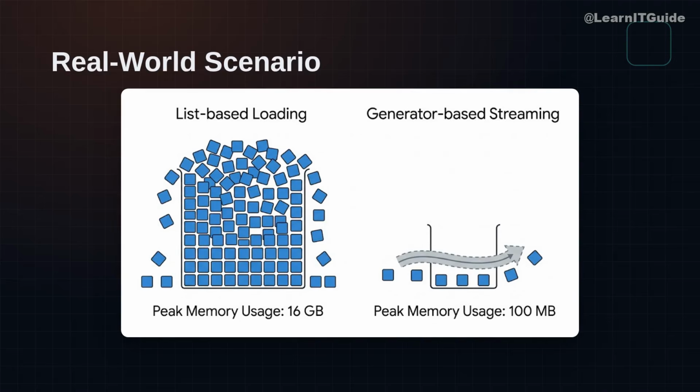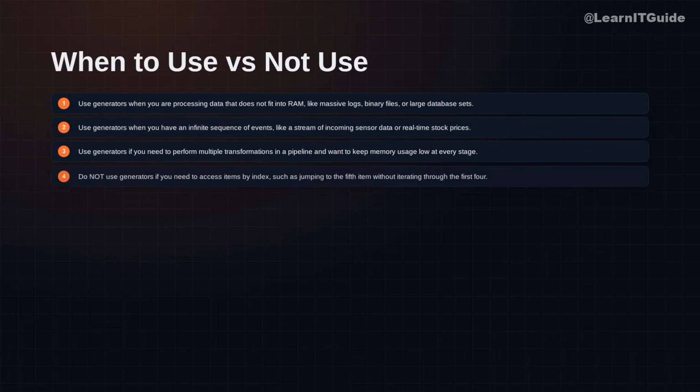Consider this. A logistics company handling 2 million global shipments per day was experiencing backend crashes during their nightly data reconciliation. Their existing code tried to load all daily shipment records into a massive dictionary. By simply migrating their file parsing logic from list-based loading to generator-based streaming, they reduced peak memory usage from 16 gigabytes down to 200 megabytes. This change did not just stop the crashes. It allowed them to run the reconciliation on much smaller, more cost-effective cloud instances, saving them thousands of dollars in monthly infrastructure costs.